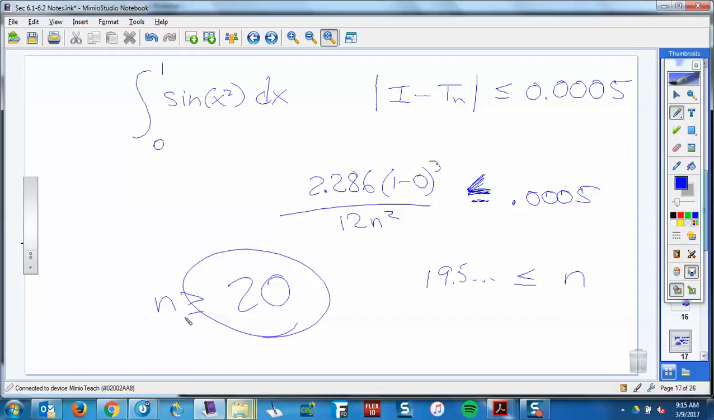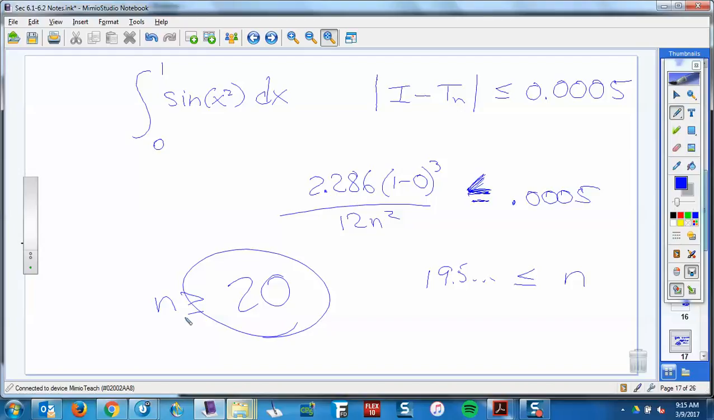Now we did, or not rectangles, trapezoids. We did 10, and we got 2 decimal place accuracy. Well, they're saying 20 would guarantee it. So the calculator behind the scenes, when you put in a definite integral, and it says, hey, I can't do the antiderivative, it does a number of calculations.